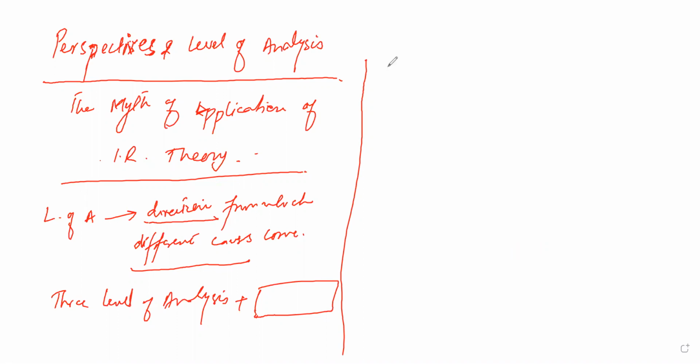For instance, if there is a question on the causes of World War One, level of analysis would provide different directions to understand World War One. It will provide us different causes as well.